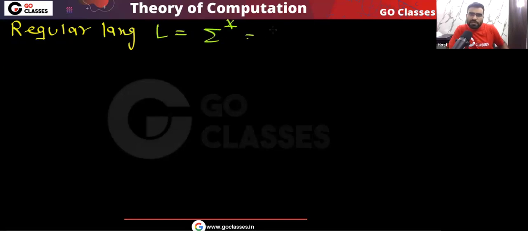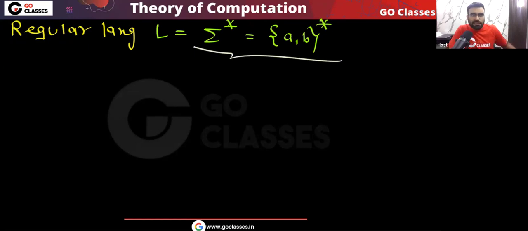So let me give you a regular language. What is the definition of a regular language? A regular language is a language for which there exists a DFA. Yes or no? For regular languages, there exists a DFA. So let me give you a regular language, that is sigma star. Sigma star means (a+b) whole star. So every string belongs to the language L.